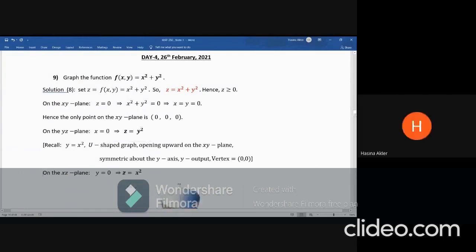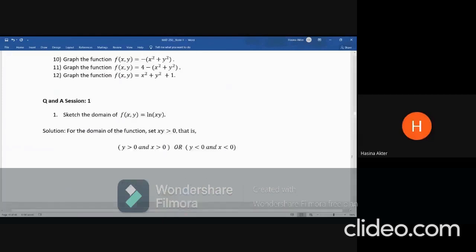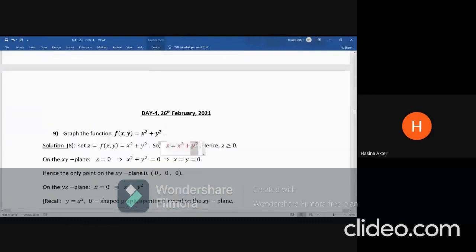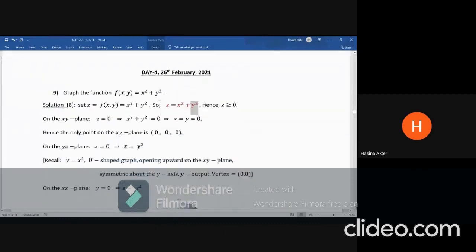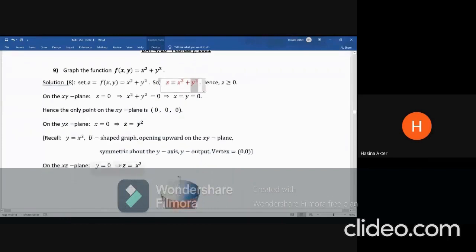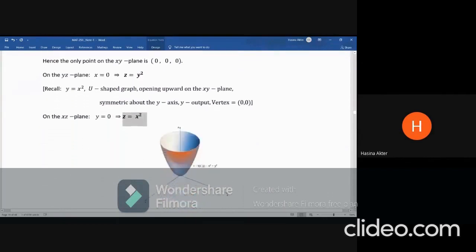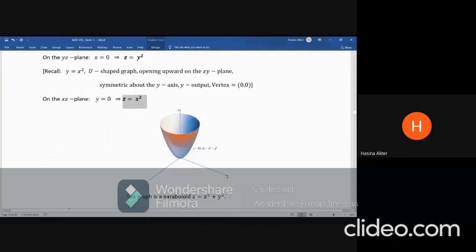Yes, miss. Similarly, if you take the projection on the xz plane by setting y equals 0, then you get, setting y equals 0 in which equation? You remember that, right? Just set y equals 0 in the equation z equals x squared plus y squared. Then you are left with the equation z equals x squared. And this is a U-shaped graph, symmetric with respect to the z axis. That means you see a similar pattern on the yz and zx planes.